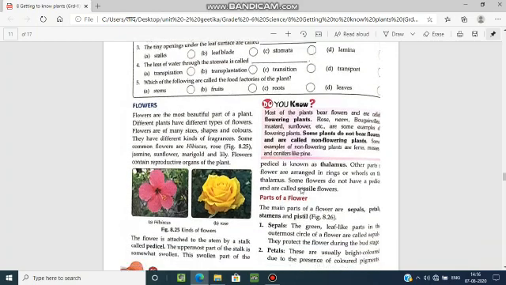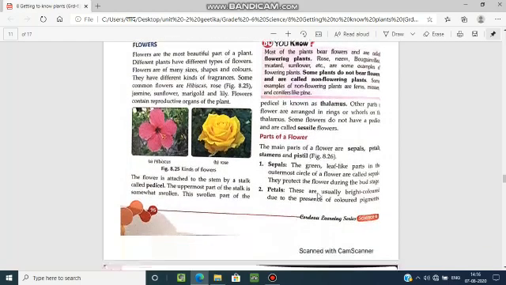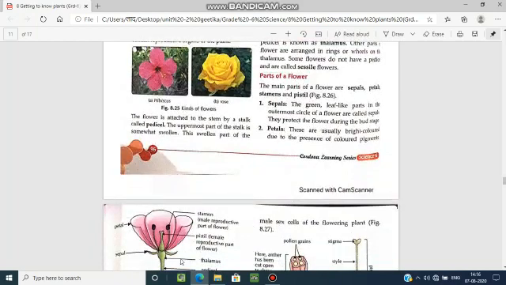The uppermost swollen part of the pedicel is known as thalamus. Other parts of the flower are arranged in rings or whorls on the thalamus, like this. These are arranged in rings. Some flowers do not have a pedicel and are called sessile flowers. In some flowers, the pedicel is absent, so they are called sessile flowers.